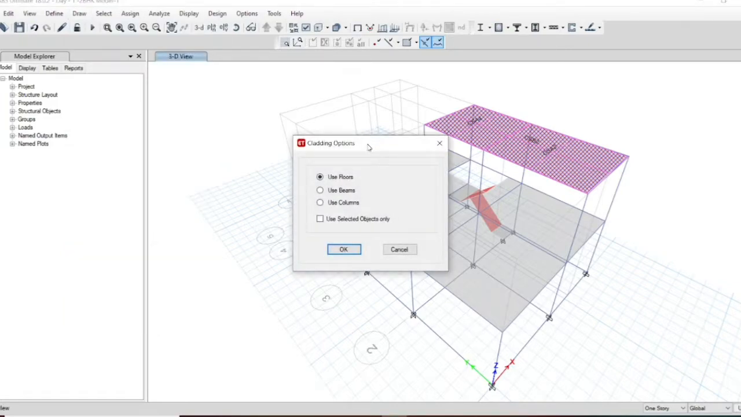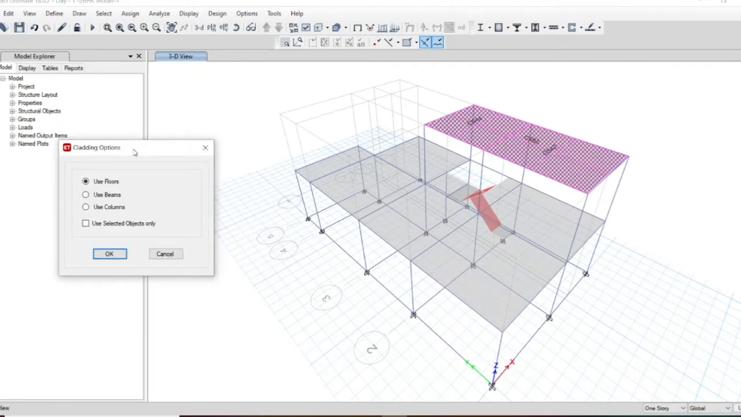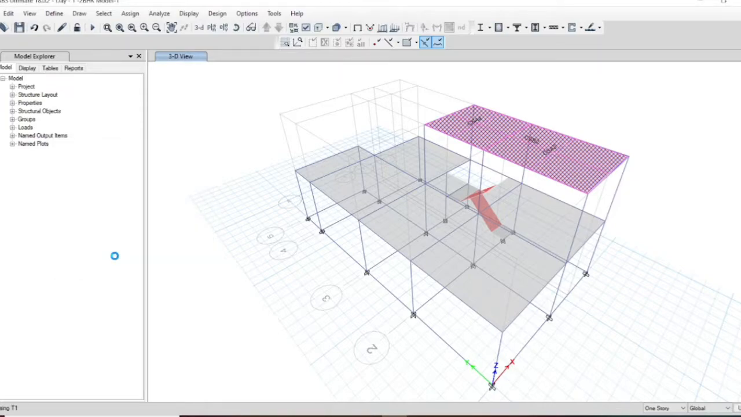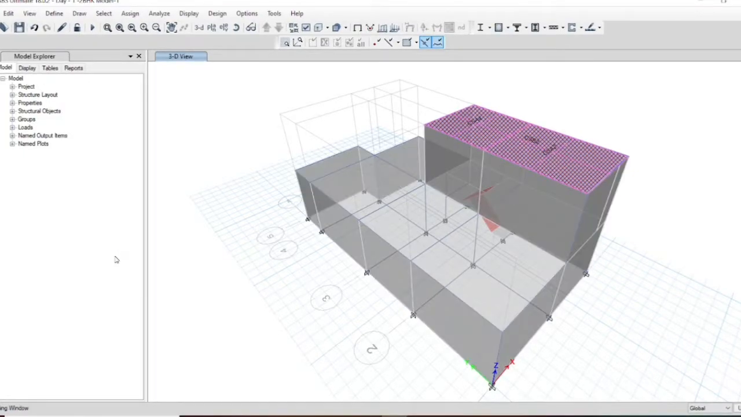The purpose of cladding is that it will create a weightless member and it will be transferring the force to the columns and beams. You can draw by floors, by beams, or by using the columns. Under the beam type, if we are using it, it will automatically cover the building area. So this is our area. All the area is being applied with the clad.